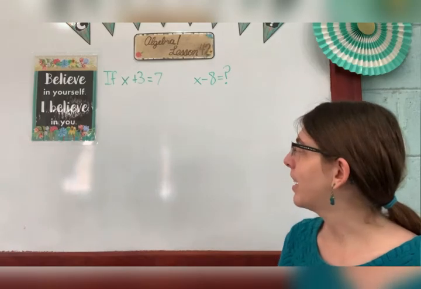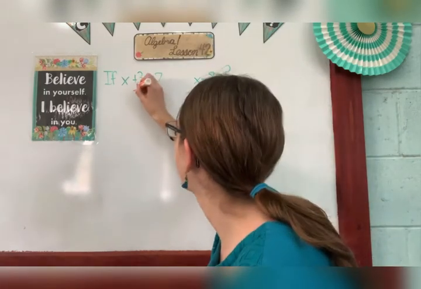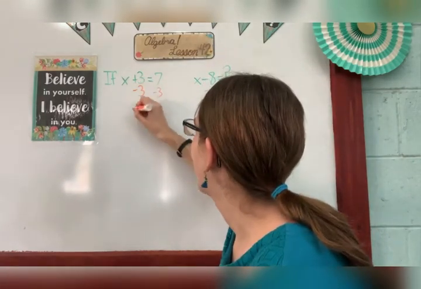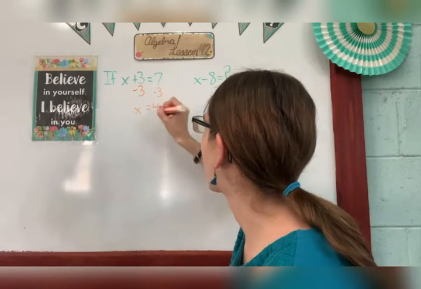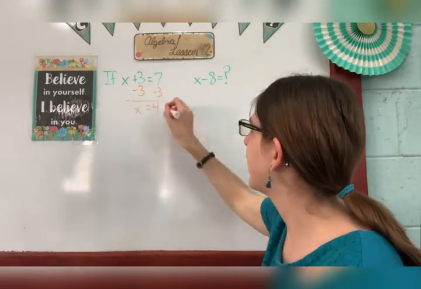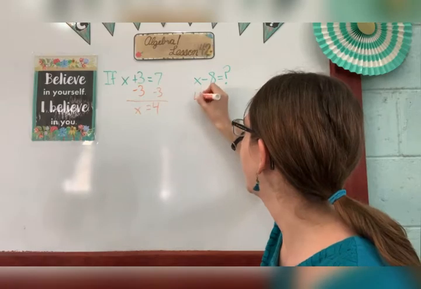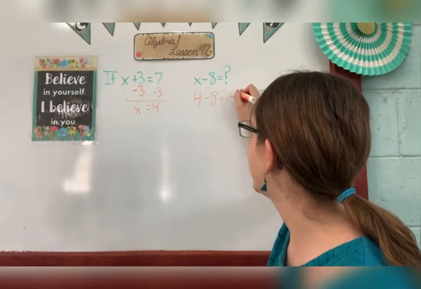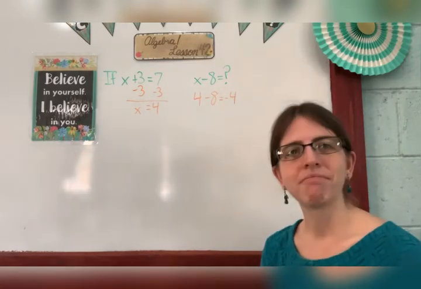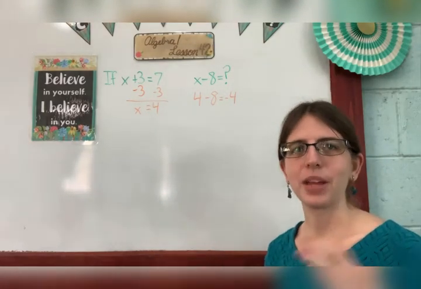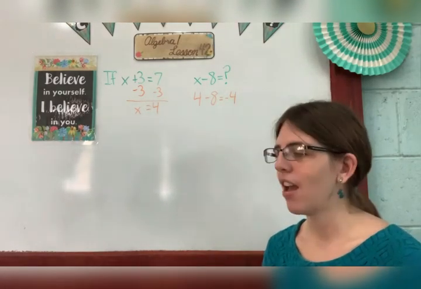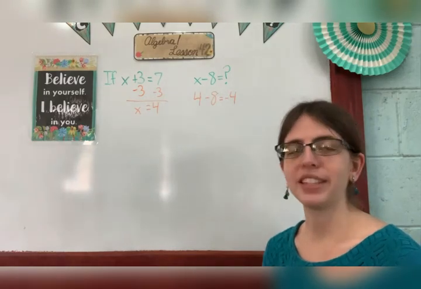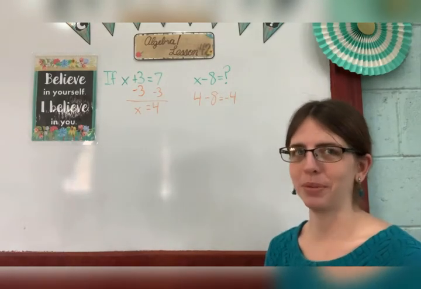So I solve for x. Subtract 3 from both sides, x equals 4. So then I take that 4 and I bring it over here, put it in place of x, 4 minus 8, and that equals -4. So that's my answer. Okay, that's a two-step problem. All right, also you will see a problem like this.